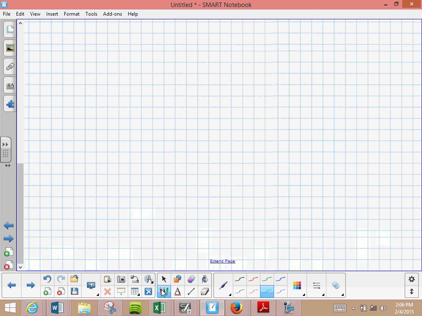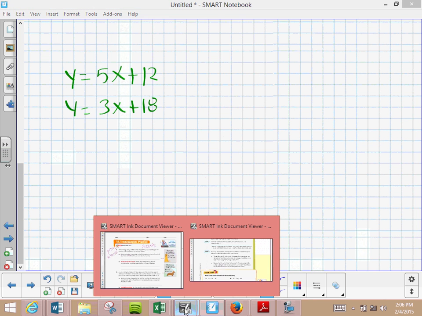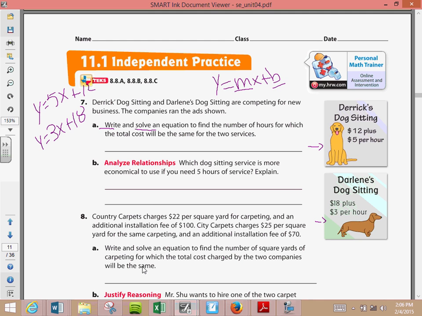Okay, so it was y equals, what? Hang on. I'm going to put them separately, because some kids are probably confused, like they don't know what they're supposed to do. Here's a keyword. It says, write and solve an equation to find the number of hours for which the total cost for both of them will be the same. The same is the keyword.